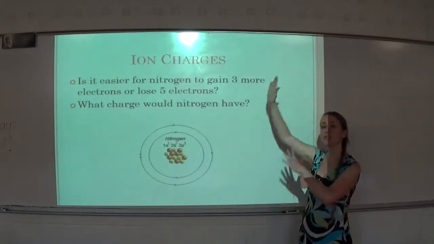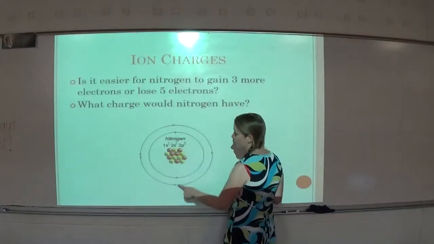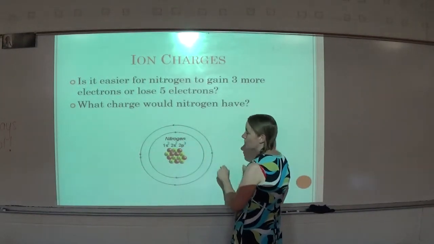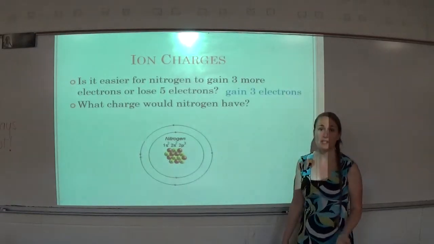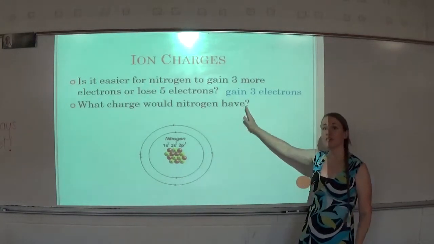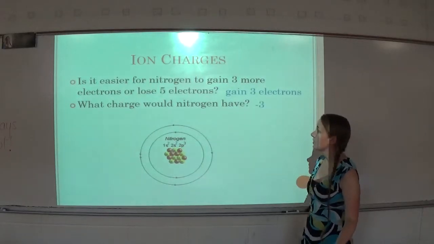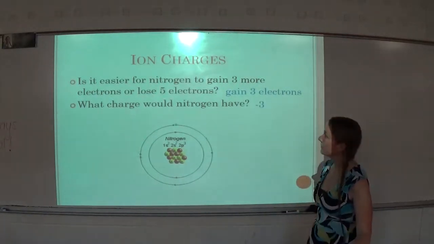So now we move on to group 15. And so we have nitrogen with 1, 2, 3, 4, 5 valence electrons. So is it easier for it to just gain 3 more or lose all 5? Well, at this point, it's easier for it to gain 3 because that's the less work it has to do. So then what charge would it have? Well, if it's gained 3 negatives, it would have a negative 3 charge. And so everything else in group 15 would have a negative 3 charge.